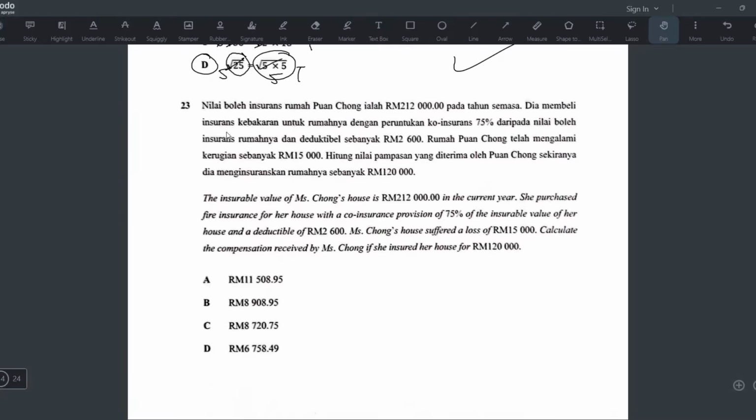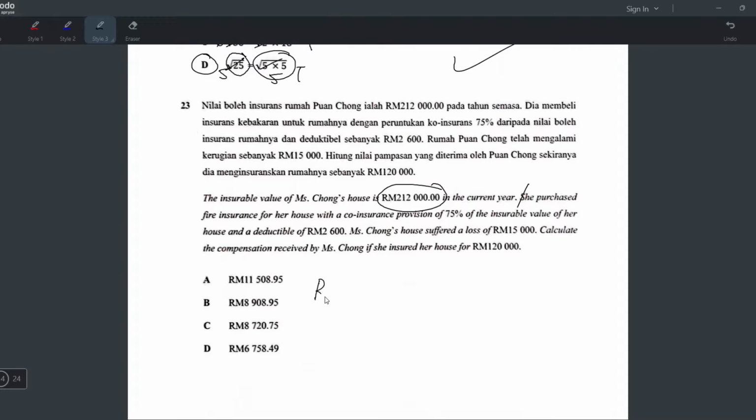Okay, number 23. This one is fire insurance. All right. The insurable value for Miss Chong's house in the current year. So insurable value. So the formula, when you do fire insurance, the formula is always cari required, and then the required means you have to take this times with the percentage. Okay, but it's okay. Let's read the whole thing first. She purchased fire insurance for her house with a co-insurance provision of 75% for the insurable value of her house and deductible 2,600. And then Miss Chong's house suffered a loss of 15,000. Calculate the compensation received by Miss Chong if she insures her house at 120,000.